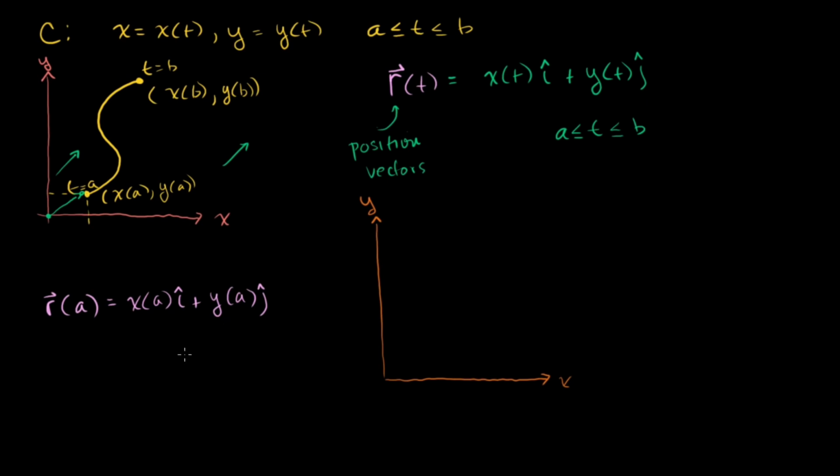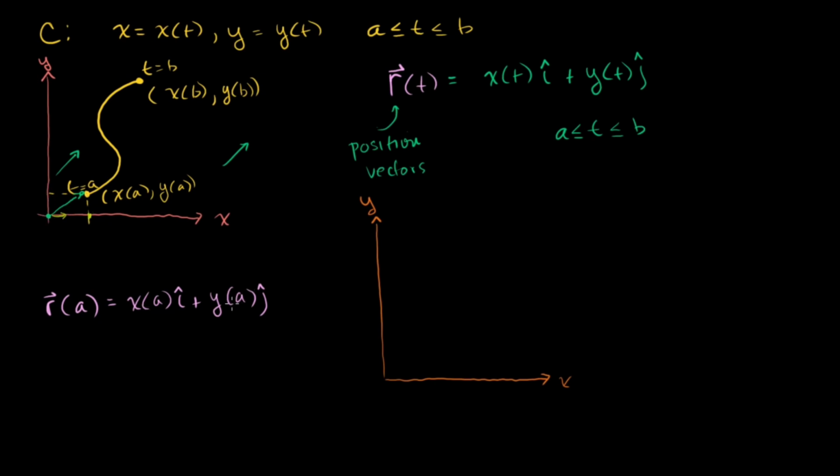And what's that going to look like? Well, x of a is this thing right here. So it's x of a times the unit vector. Maybe the unit vector is this long. It has length 1. So now we're just going to have a length of x of a in that direction, and then same thing with y of a. It's going to be y of a length in that direction.